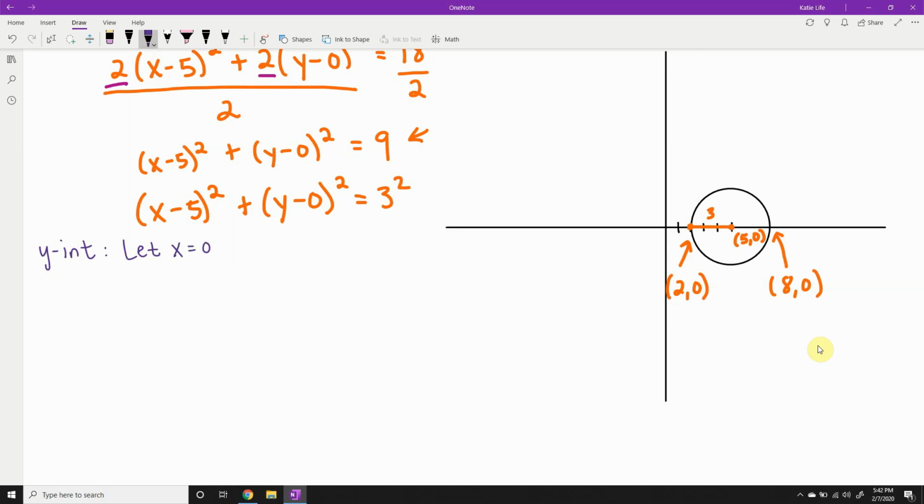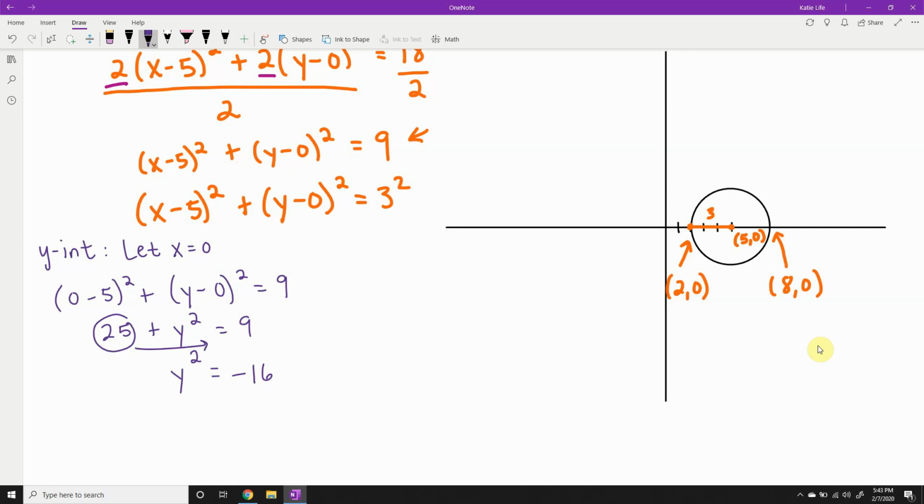What happens then? If x is 0, I've got (0 − 5)² + (y − 0)² = 9. Let's see what happens here. Negative 5 squared is going to be 25, and (y − 0)² is going to be y², so y² + 25 = 9. And we'll have y² = −16 whenever I move that 25 over.